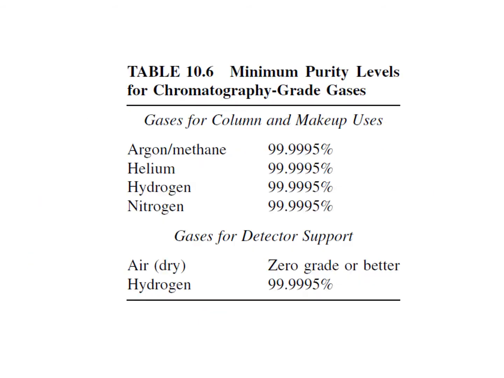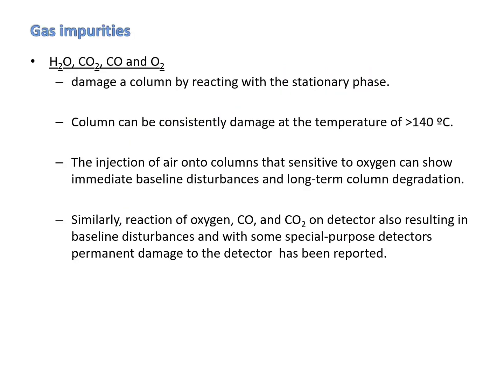Class, the minimum purity levels for chromatography grade gases are usually 99.9995%. When we buy these, we should make sure the percentage is actually 99.999. Gases for detector support: air, which is dry, should be zero grade or better. Hydrogen should be 99.9995%.